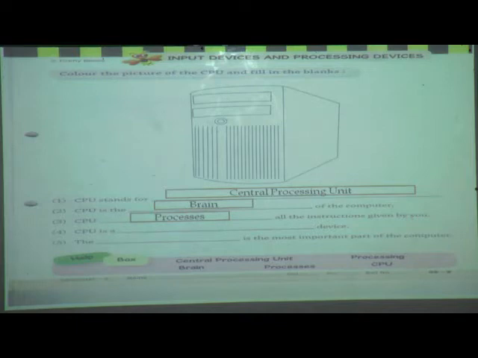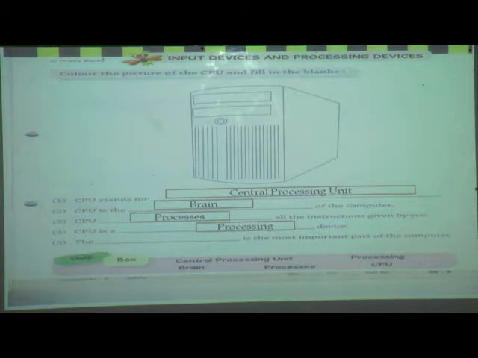CPU processes all the instruction given by you. Fourth one, CPU is the dash dash device. CPU is a which type of device? Input, output or processing? Good. CPU is the processing device. What is the spelling of processing?